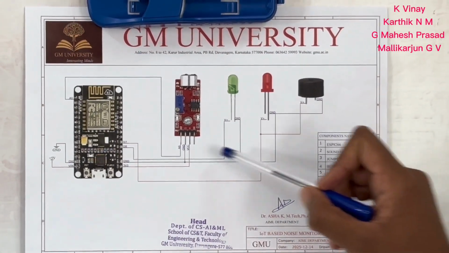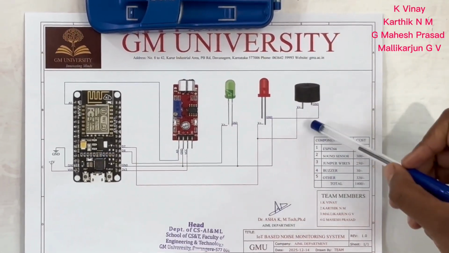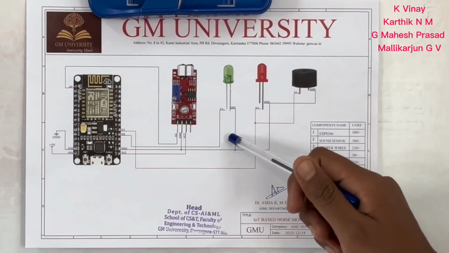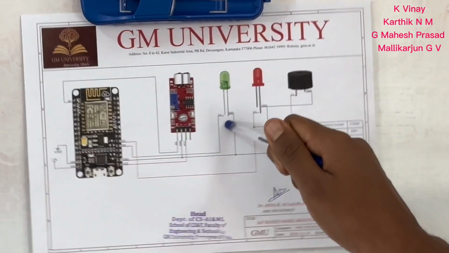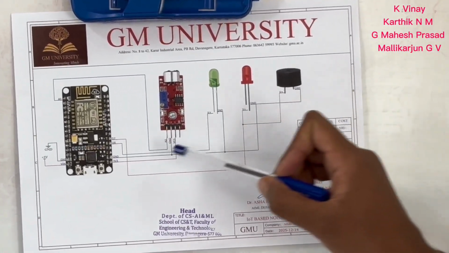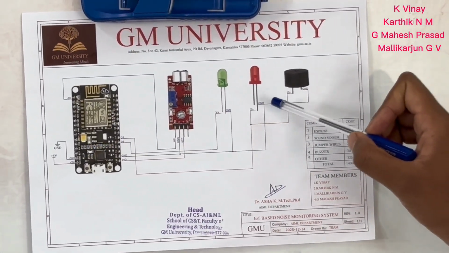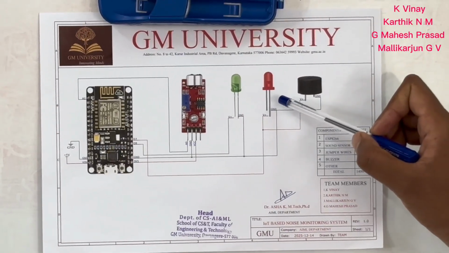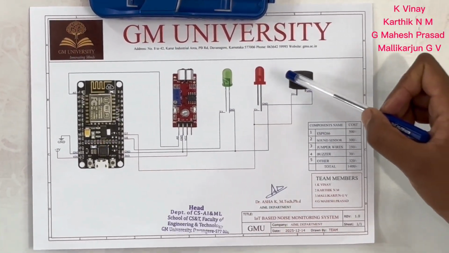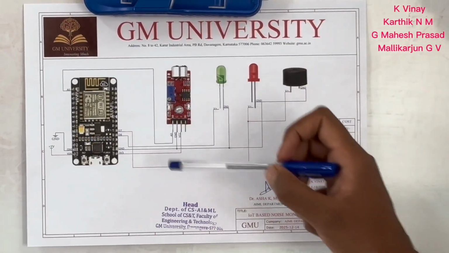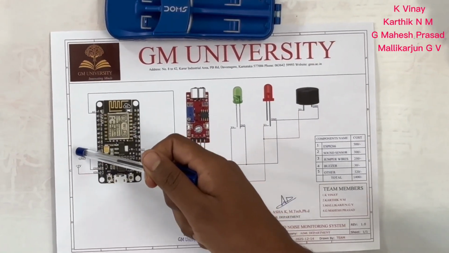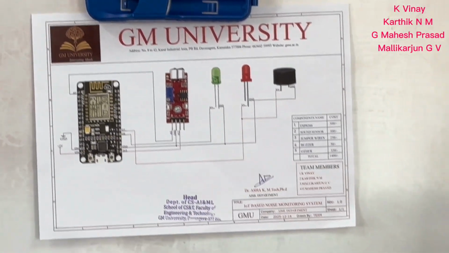Here we took a direct path to ground for the LEDs and buzzer. All three are connected in the same straight path. If it is normal, then it shows a green signal. If the sound is more, it will be converted into red. The buzzer will sound and the noise level will be detected. Next it is connected to ground.